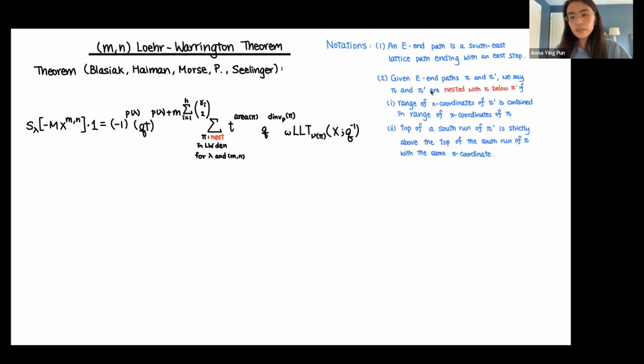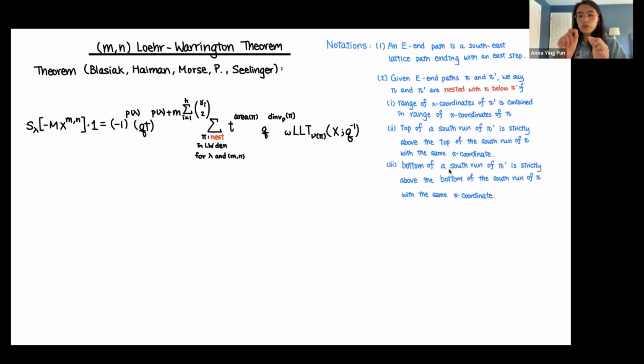The next condition you have to satisfy is that the top of the south run of pi prime is strictly above the top of the south run of pi, because pi is lower and pi prime is higher, so everything is higher. The same goes for the bottom part of the south run. So pi prime has to be something like this, or you can have something like that as well. But make sure that for pi prime, in every line, the starting and ending points are strictly above those in pi if they are on the same x coordinate line.